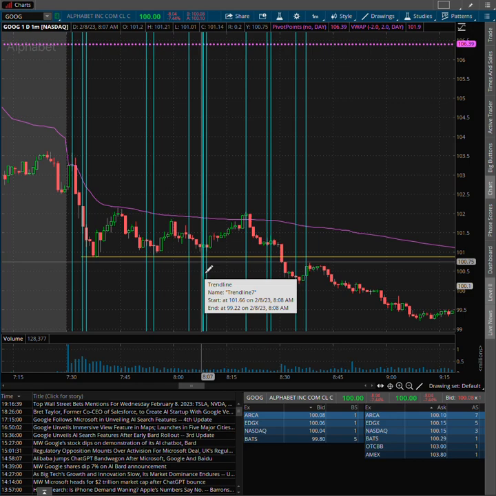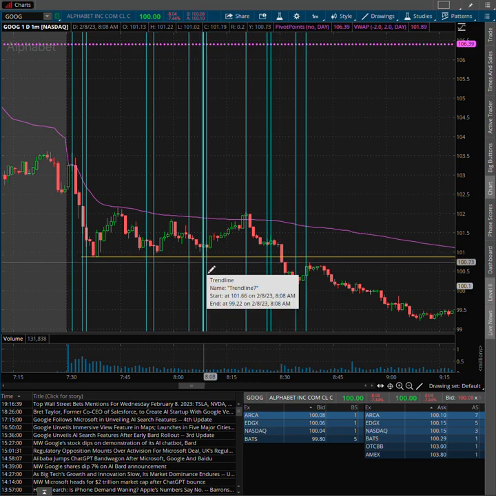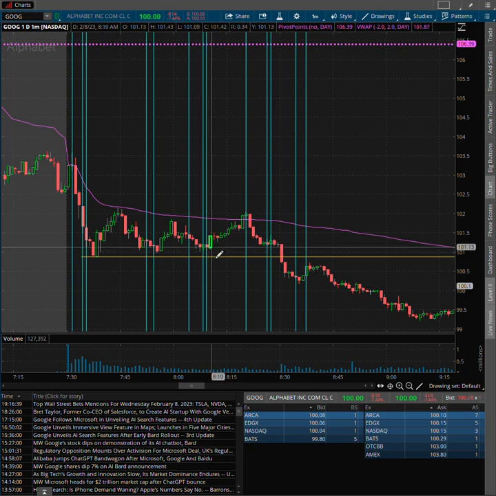Should I get out? Should I hold? Should I sell? Or do I buy? Or do I hold? Those are the three things that I need to decide on every candle that I see.